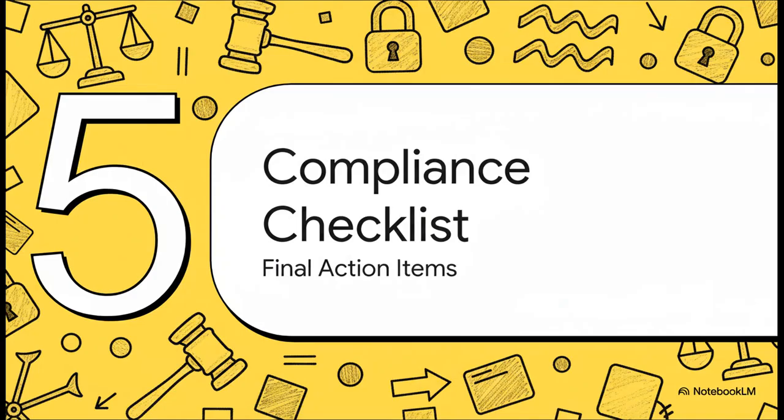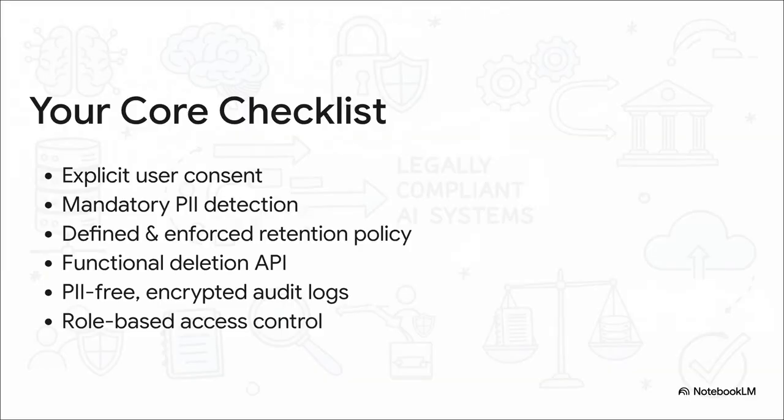All right, we have covered a ton of ground. So let's boil it all down into one final, actionable checklist you can use to grade your own systems. Here it is. Go down this list and ask these hard questions about your system. Is our user consent truly explicit? Is PII detection always on, no exceptions? Do we have a retention policy that we actually enforce? Does our deletion API actually work? Are our audit logs clean and encrypted? And finally, is access to this data locked down?